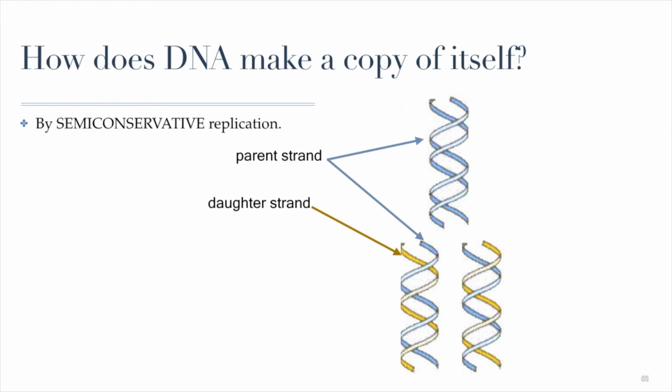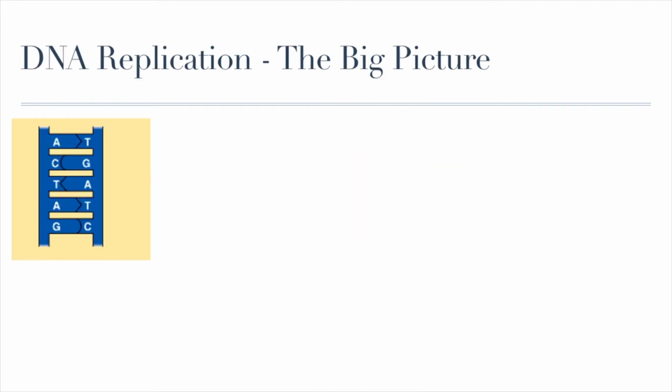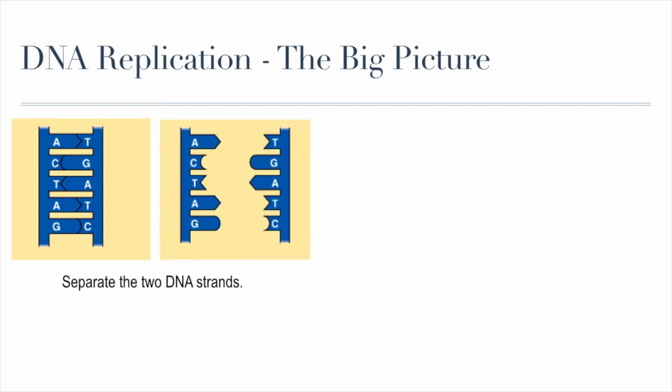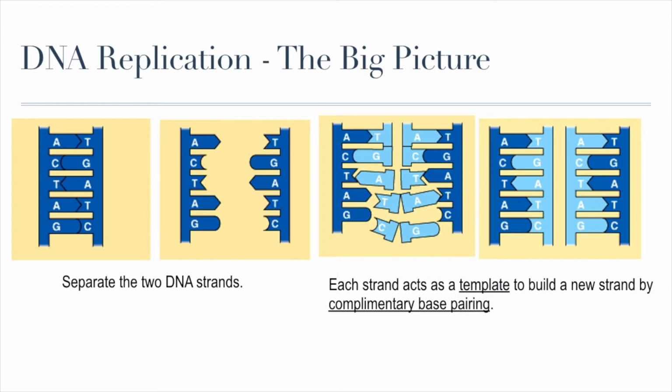So let's take a look at exactly how this semi-conservative replication happens. And it's a very simple process. Essentially, you start with a parent strand of DNA. The parent strand needs to be separated into two separate strands. The two parent strands serve as a template, and the new strands are built using the template strand by using the idea of complementary base pairing.